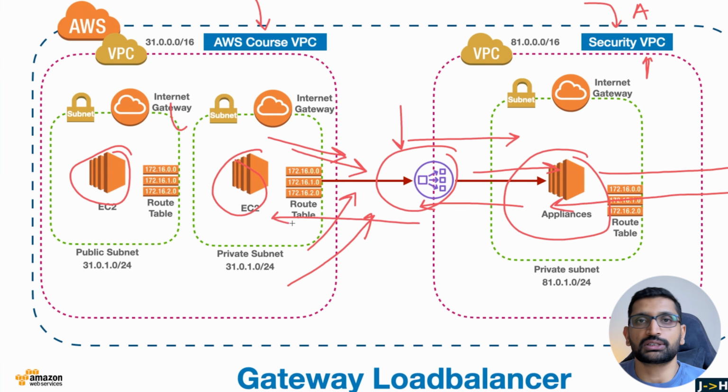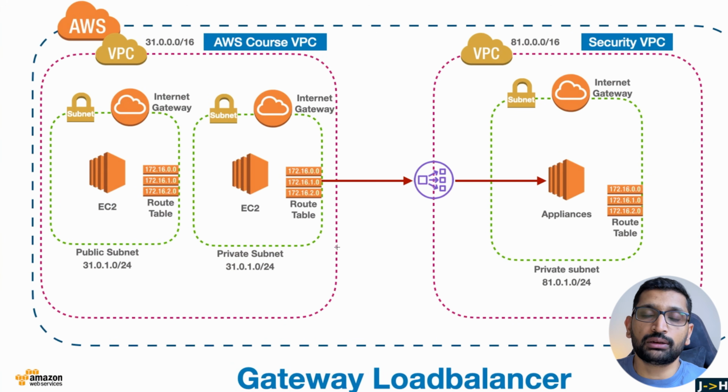EC2 instances is just an example, but in this particular VPC, which is going to be our workload VPC, there could be n number of instances. For example, your Lambda, your Kubernetes cluster, your ECS, Fargate, even your EC2 instances. So anything which is running in that particular VPC can be inspected.